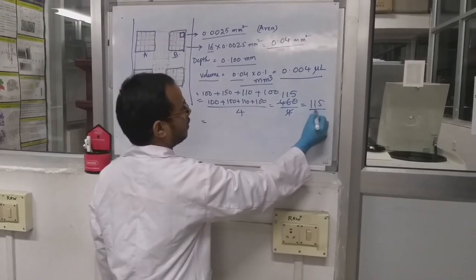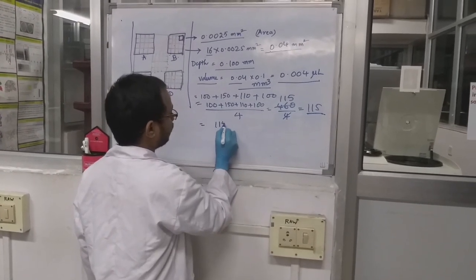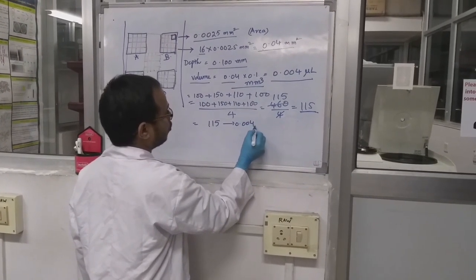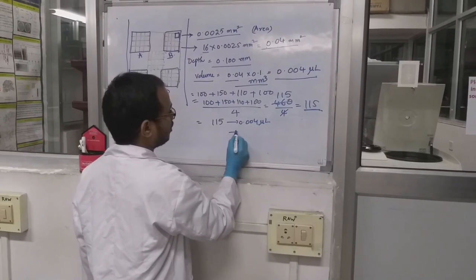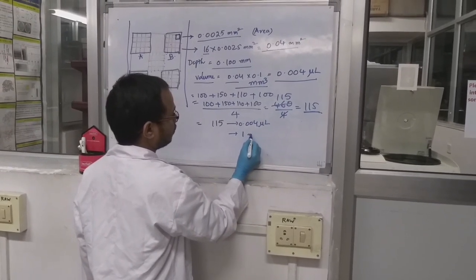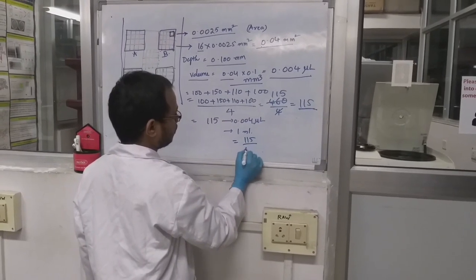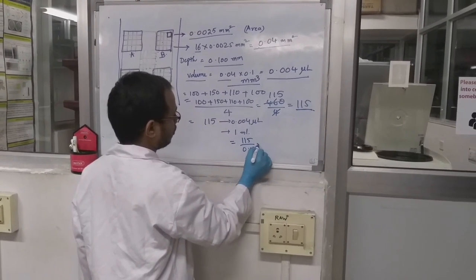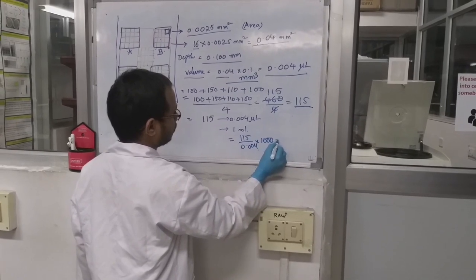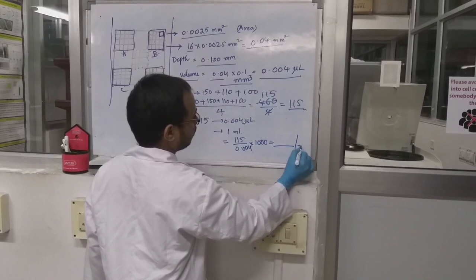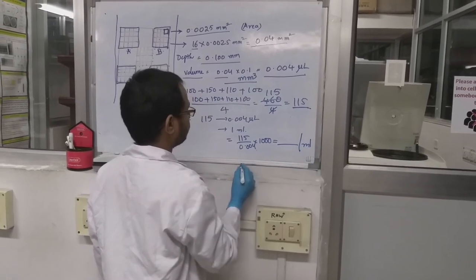The average is 115. So 115 cells in 0.004 microliter volume. So how many cells per 1 ml? That we can calculate simply: 115 divided by 0.004 into 1000 will give the cells per ml.